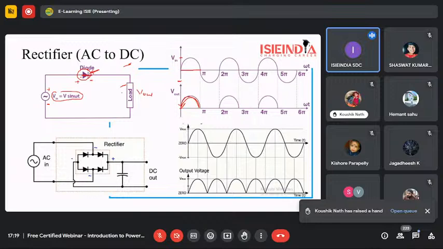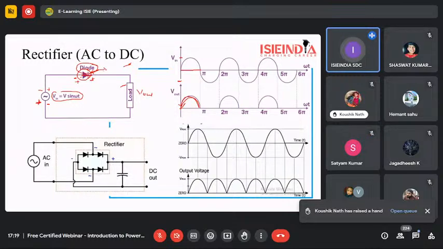Now, when there is the negative cycle, what will happen? The polarity will be changed, and at this end we will get negative and this end will be positive. So at this time, what will happen?